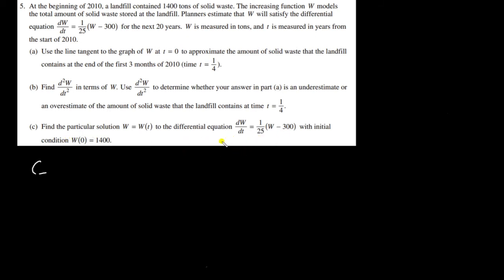So how do we do this? We have a differential equation here, and we need to solve it, right? First step is separate your variables.